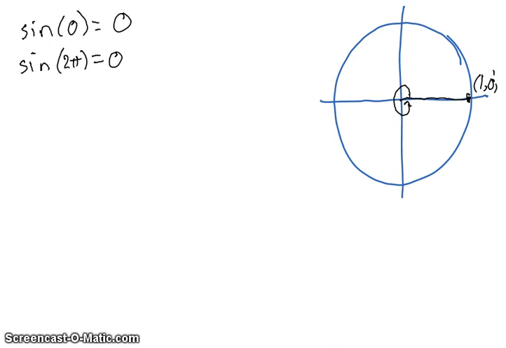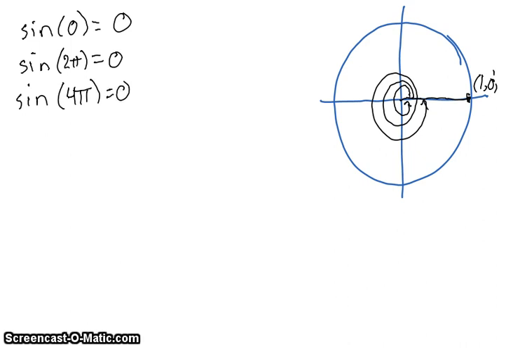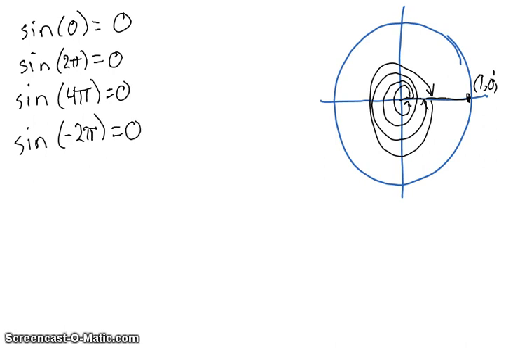Okay, well, what if I go around twice? Once, twice. Then I've gone 4 pi radians, and I get back to the same point, so then I have that the sine of 4 pi is equal to 0. What if I go backwards? What if I start here and I go backwards 2 pi radians? I still get 0, because I land at the same point no matter how many times I go around. So it doesn't matter how many revolutions you go when you're evaluating the sine. All that matters is the point where you end. Okay, so what we're seeing is that the sine of any multiple of 2 pi is equal to 0.